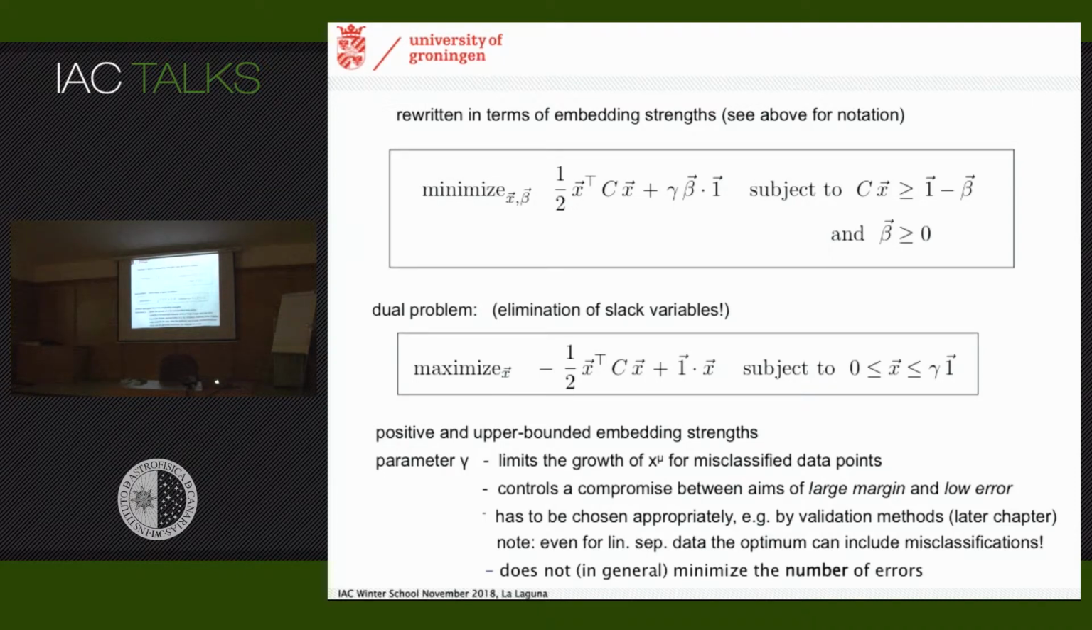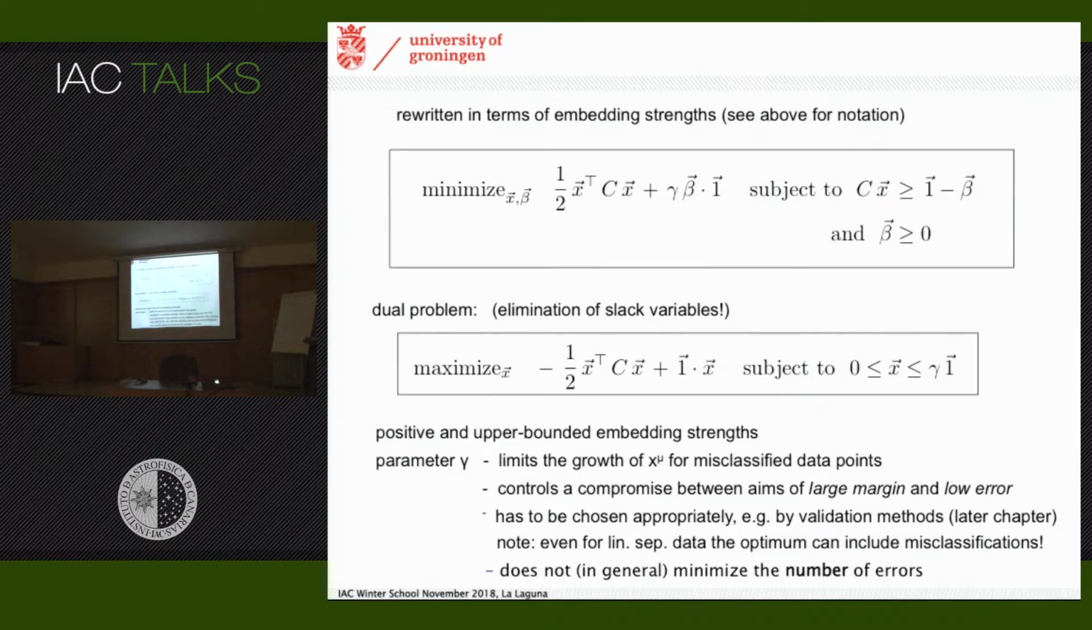And after eliminating the slack variables according to the Lagrange multiplier theory, we get to a problem which almost looks like the previous one. We have the same cost function here, minus 1/2 the quadratic form, plus the sum of all embedding strengths. Subject to the embedding strengths being non-negative, but now the embedding strengths are also bounded from above. They have to be smaller or equal to gamma. So it looks almost the same as the maximum stability problem, only now the embedding strengths are restricted further. They are non-negative, but they also have to be smaller or equal to gamma.